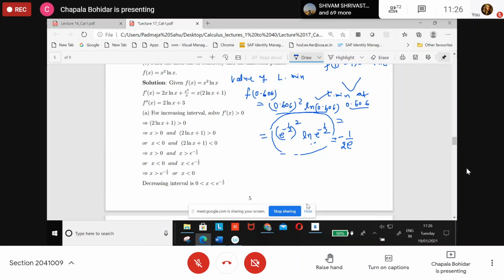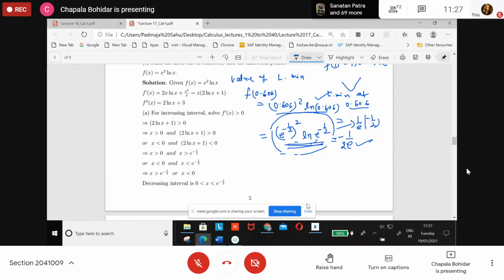All of you clear on this part? It is square here, so it is 1 by e. Root e squared is e, so it is 1 by e. Then ln e cancels out, and I am getting minus half. So I can write it this way. Clear? So we get the local minimum value here.